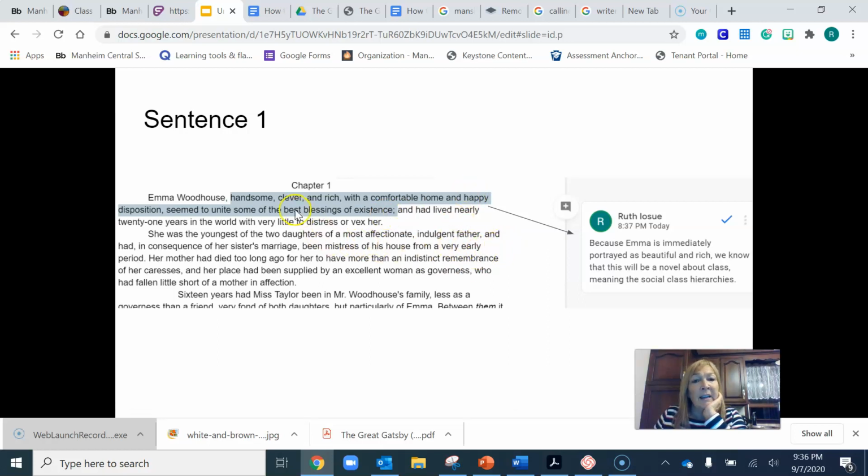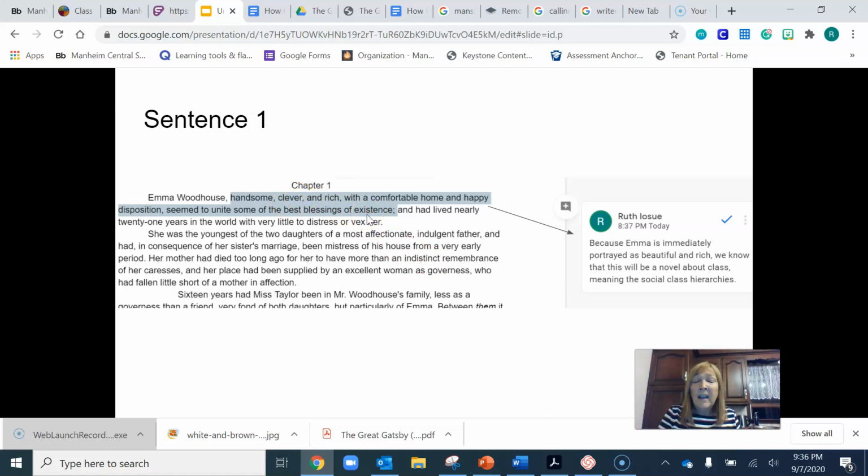Here it is, the first line: "Emma Woodhouse, handsome, clever, and rich, with a comfortable home and happy disposition, seemed to unite some of the best blessings of existence, and had lived nearly twenty-one years in the world with very little to distress or vex her." This is a great opening to a novel, and it's great because immediately we know that Emma is going to be a book that's focused on class hierarchies. We know that because Emma has everything you would ever want.